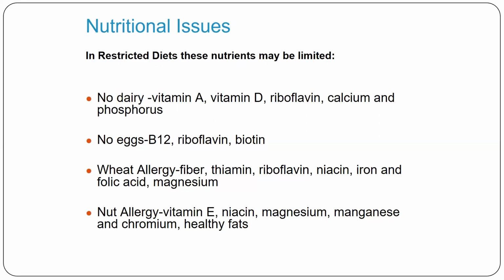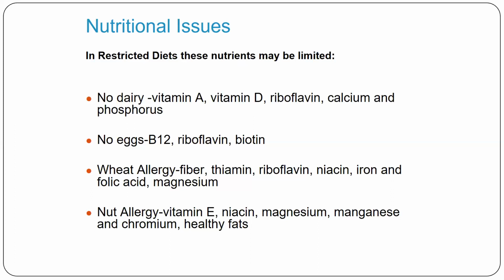A wheat allergy, and this would include anyone with a gluten allergy. We get a lot of nutrition from our wheat products. So think about all the different cereals and pastas and breads that usually make up about 50% of a child's diet. You'd have to really think about how they're going to get fiber. Almost all the B vitamins are added to wheat products, so that includes thiamine, riboflavin, niacin. Iron is often fortified in wheat products, as is folic acid and mineral magnesium.